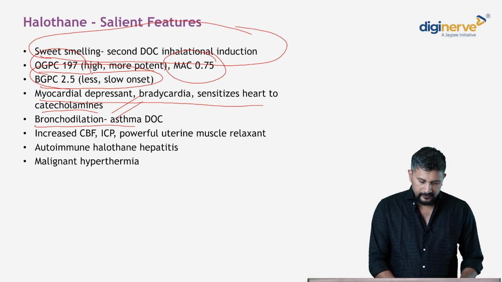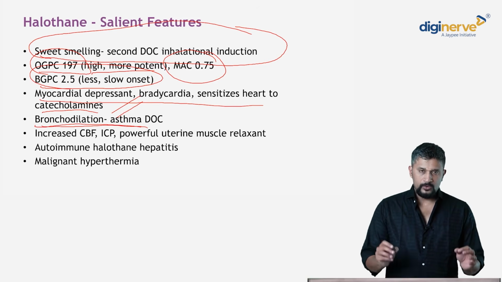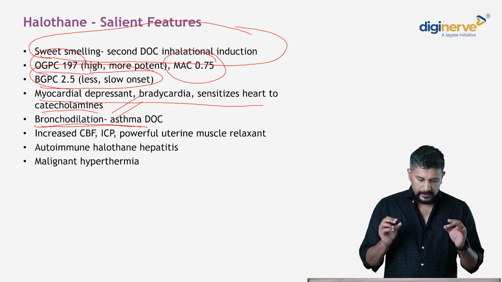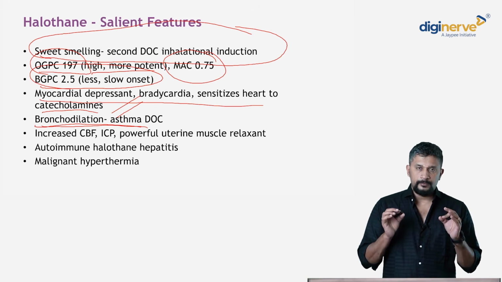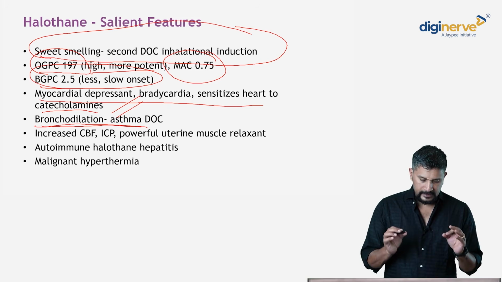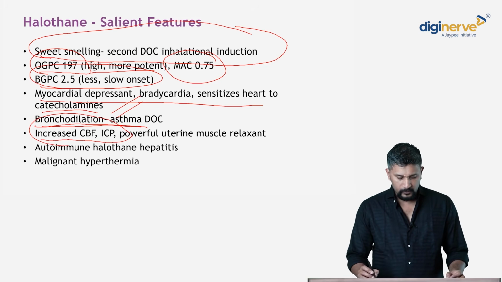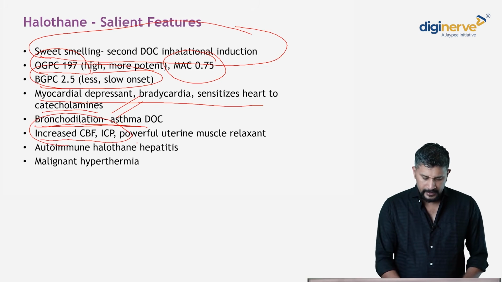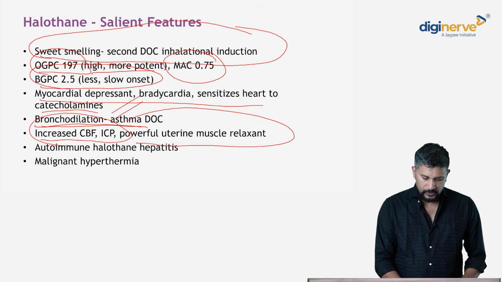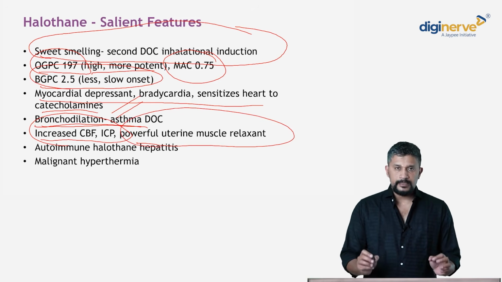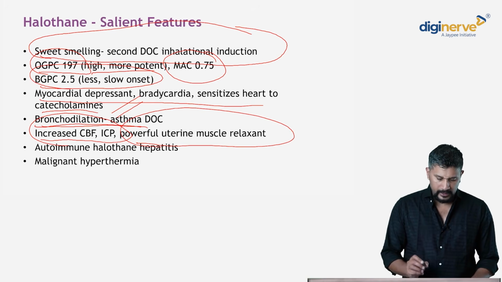Another important thing with halothane is that it causes bronchodilation, and therefore it is the drug of choice for maintenance of anesthesia in asthmatic patients. On the central nervous system, it tends to increase the cerebral blood flow and the intracranial pressure, and it is also a powerful uterine muscle relaxant. These are important things you need to remember about halothane.